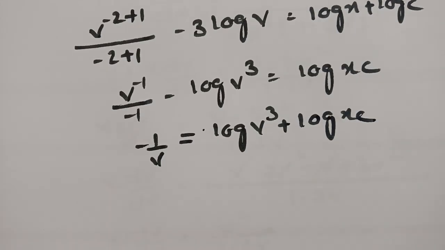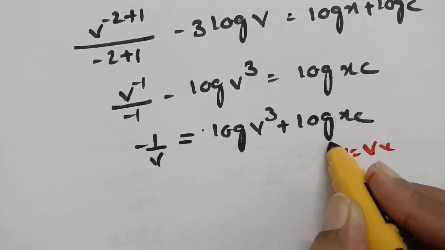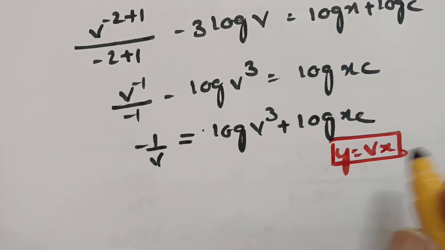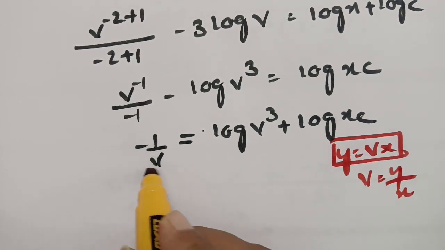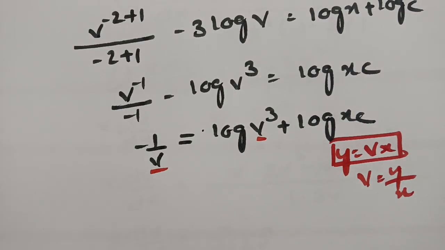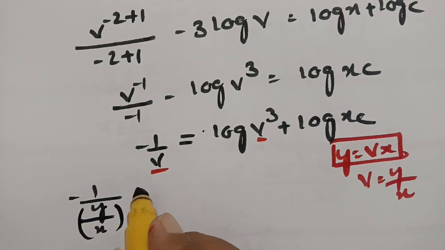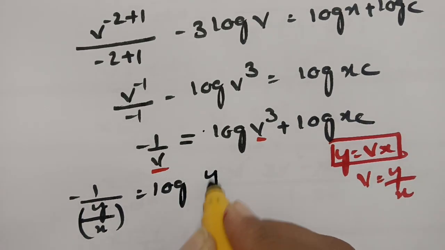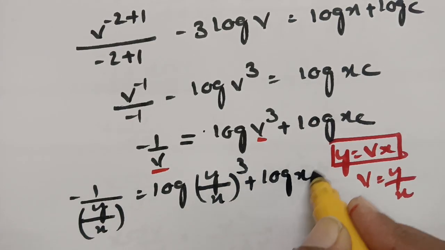And see, we substituted y is equal to vx. This is the substitution made here. In the place of v, we have to write y by x. So wherever we find v, I'm shifting this in terms of x and y. So this will be minus 1 by y by x, which is equal to log of y by x whole cube plus x into c.